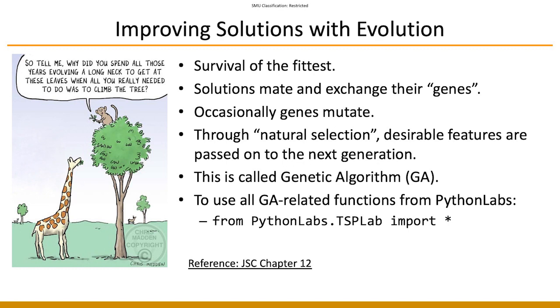If you want to use any GA related function, all of the functions that we mention in the subsequent slides are available from the Python lab. All you need to do is insert this particular statement at the beginning, and if this statement is executed correctly, it means that your Python lab is installed appropriately. If you receive any errors, please refer to the website of the textbook that we mentioned upfront. In week 1, you will see the installation instructions about how you can set up the Python lab.